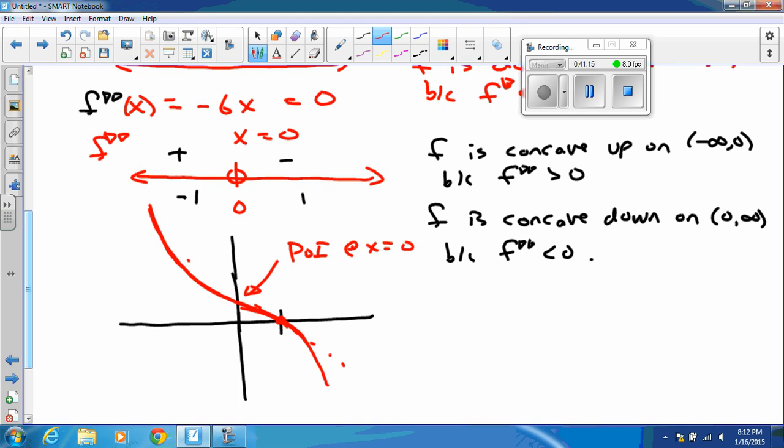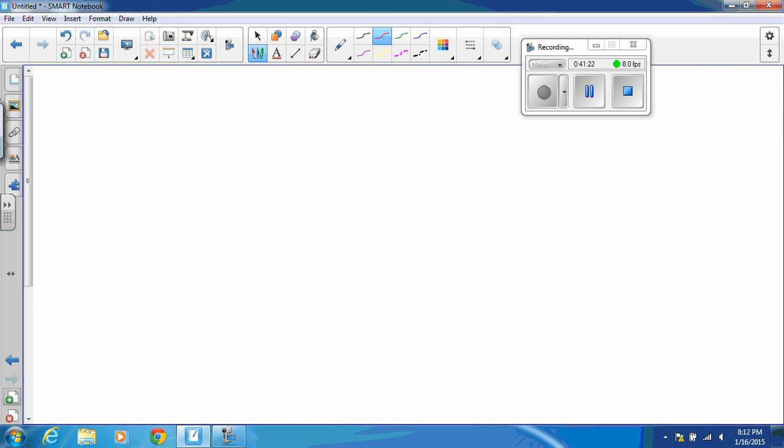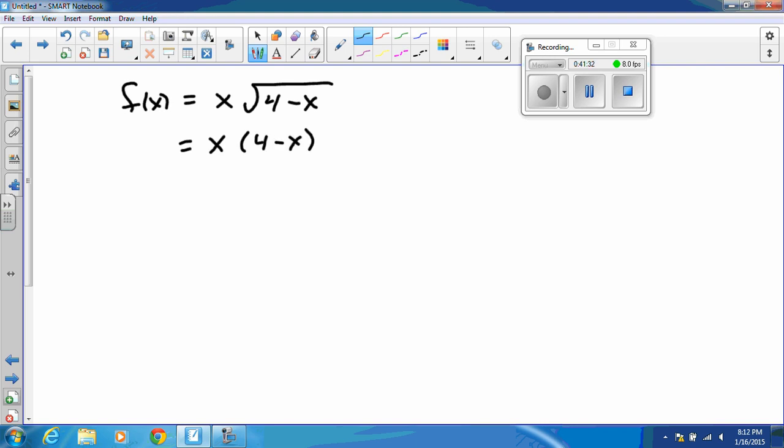So let's summarize what we did. We used f to find domain and zeros. We used f prime to find increasing and decreasing and local extrema. There were none in this case. And we used f double prime to find concavity and points of inflection. And that is enough to have a very respectable graph.